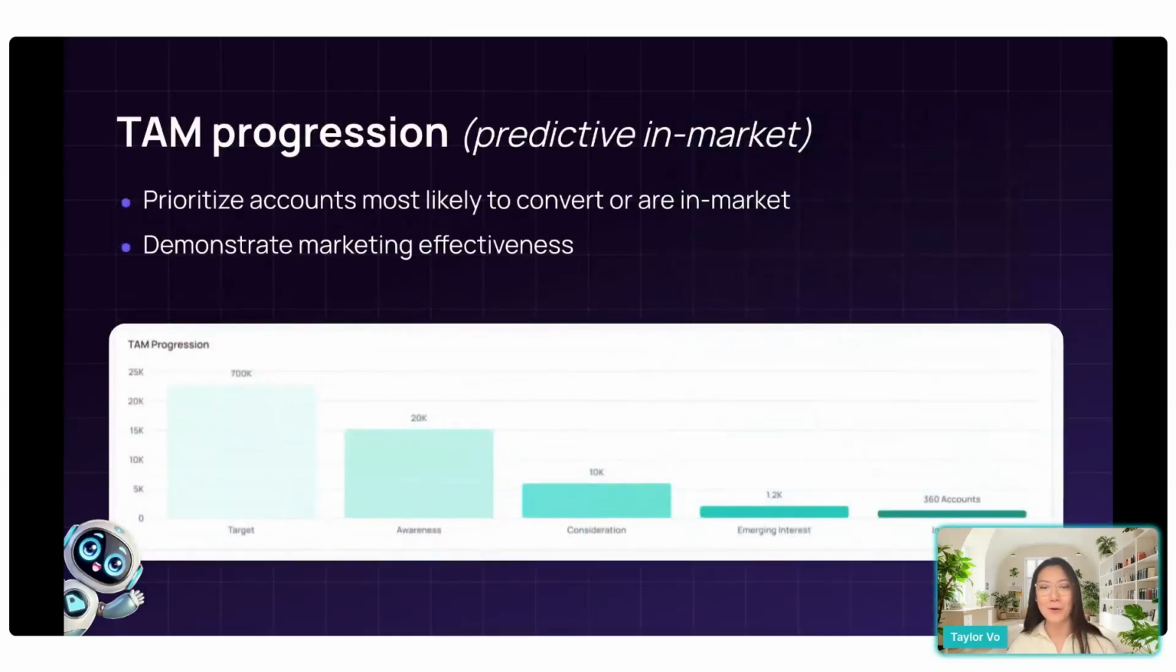So once sales and marketing are activating the right audience at the same time, it's also important to know if your programs are actually moving the needle. Are we actually pushing accounts towards that in-market stage? And I am so happy to share that we're now able to show TAM progression. This is giving marketing and revenue leaders a clear way to not only measure, but prove the impact of your go-to-market efforts over time.